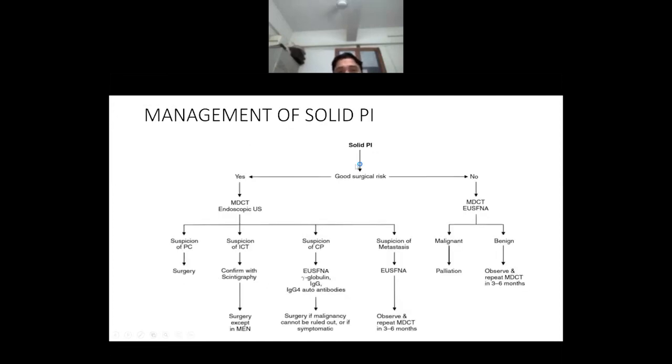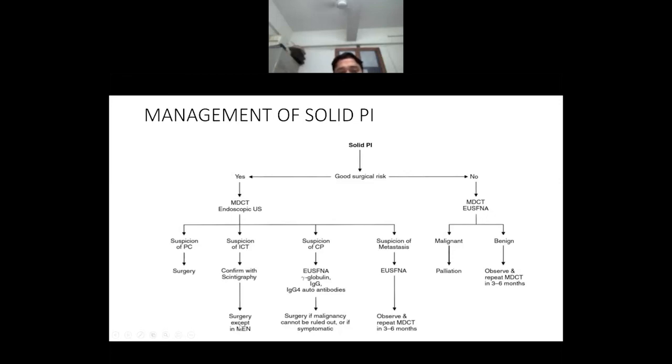And this is an algorithm showing management of solid pancreatic incidentaloma. If the patient is a good surgical candidate, CT scan has to be done and endoscopic ultrasound has to be done. And if there is suspicion of pancreatic cancer, we have to go for surgery. And if there is suspicion of islet cell tumor, pancreatic neuroendocrine tumor, confirmation has to be done with scintigraphy, and surgery has to be done.